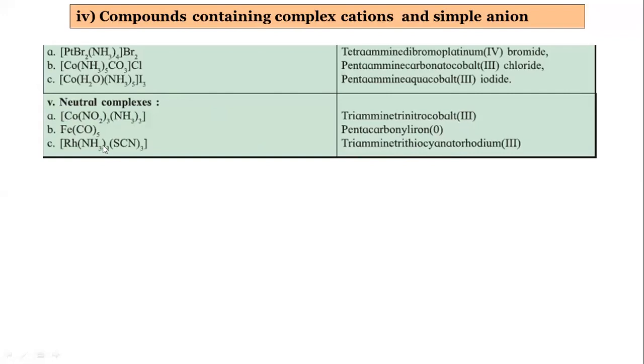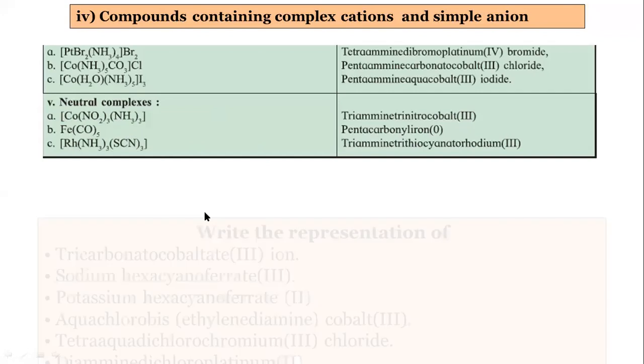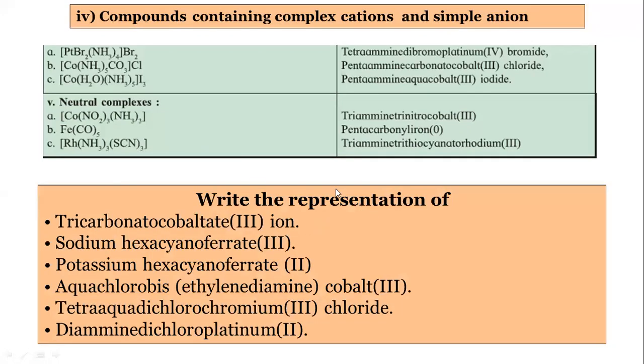Now see, this ammonia is neutral, so this is 3 minus, SCN 3 minus. So the oxidation state of the metal is +3 because of this SCN 3 minus. So I think the nomenclature system is completed, and this is a homework.